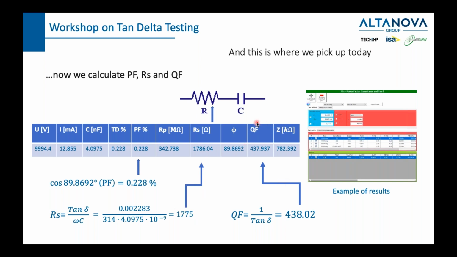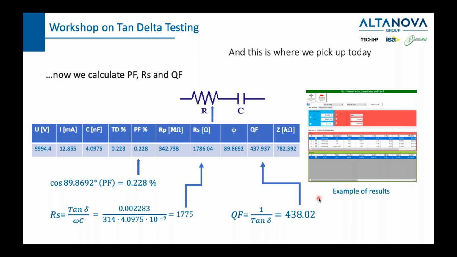QF means quality factor, and it's nothing but the reciprocal value of absolute tan delta. So absolute tan delta is not actually 0.228%, it's 0.00228. And if you take the reciprocal value of 0.00228, you get 543.02. Long story short, QF needs to be bigger than 100 in order to have a good insulation.